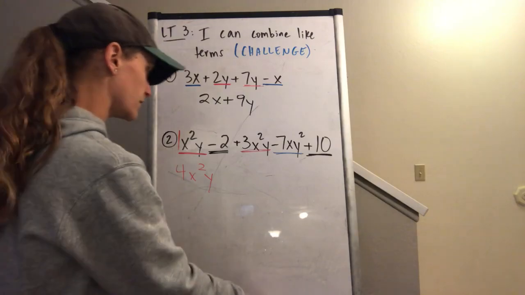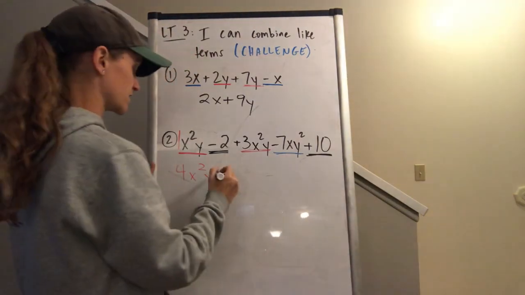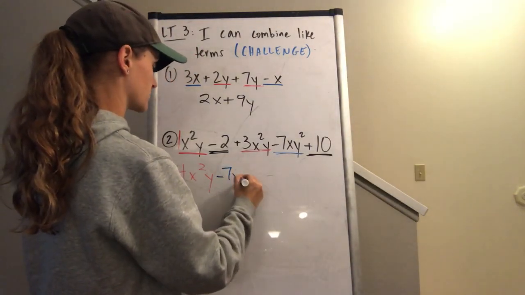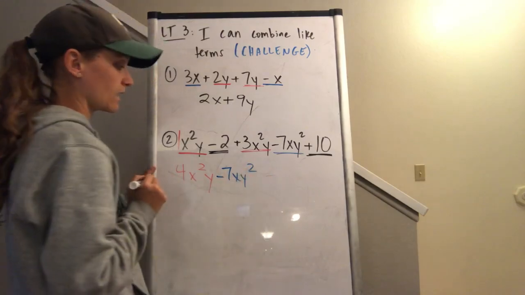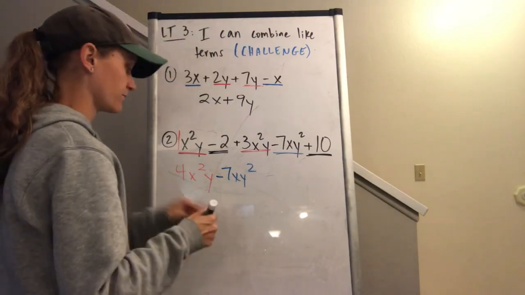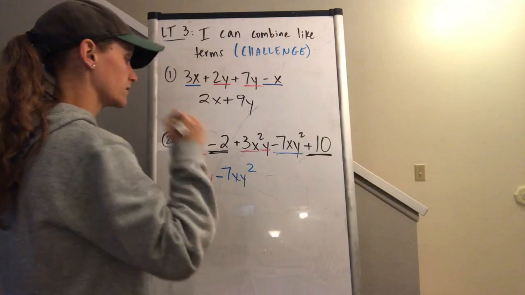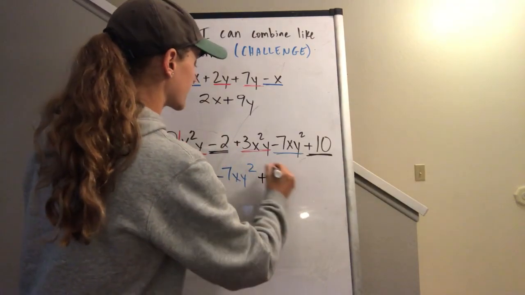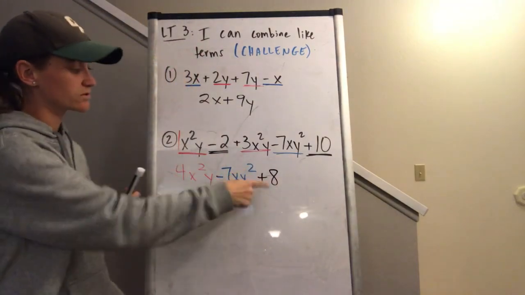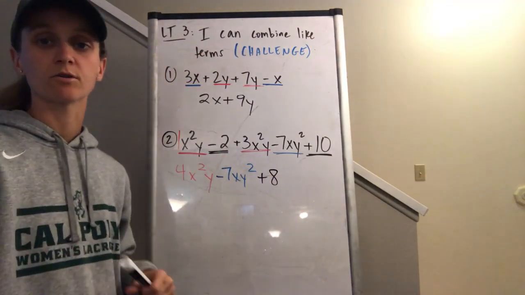Alright, and then next, this one's just all by itself, so I'll put the minus 7xy squared. And then last I have negative 2 plus 10, which would be positive 8. And I can't do anything else from there because none of these are like terms because they don't have the same variable combination.